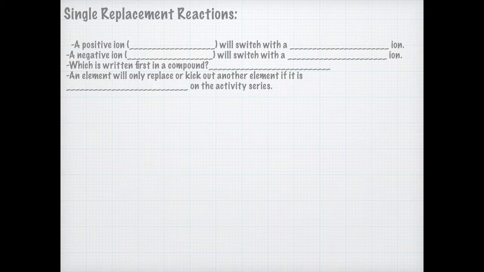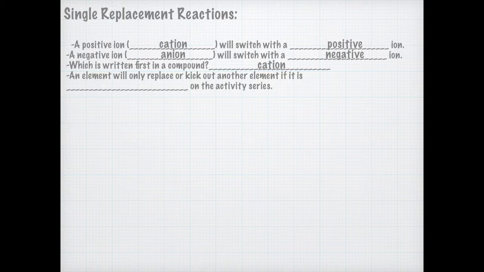So here are some of the rules for you to keep in mind when we're talking about single replacement reactions. The first one is that the positive ion, also called the cation, is going to switch with another positively charged ion. So the atom that comes along to kick out a partner, if it tends to have a positive charge when it is an ion, it will kick out another positively charged ion. If the atom that comes along is negatively charged when it's an ion, it's going to switch with a negative ion. Okay, so positive kicks out positive, negative kicks out negative. And when we're writing a compound, remember you always put the cation first.